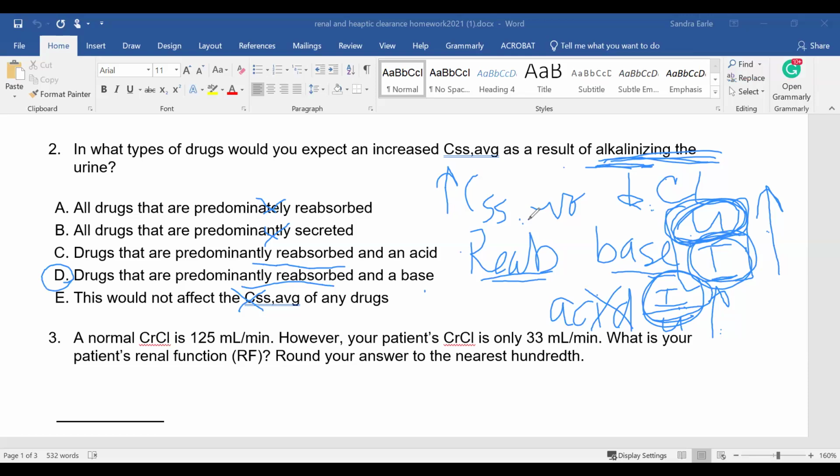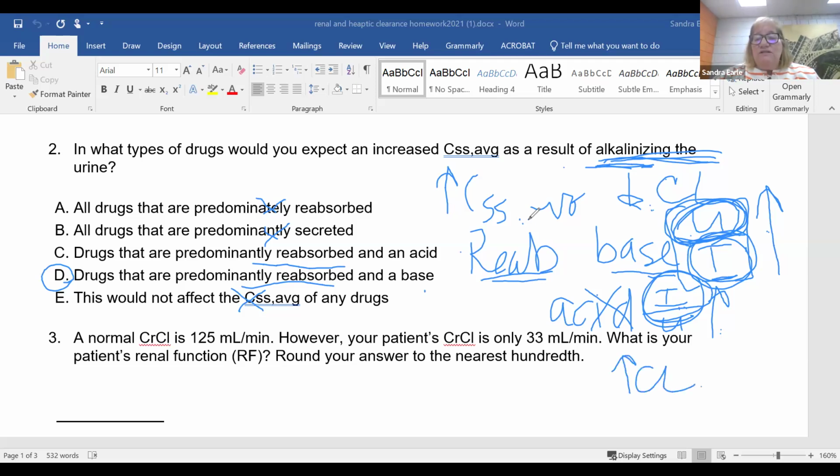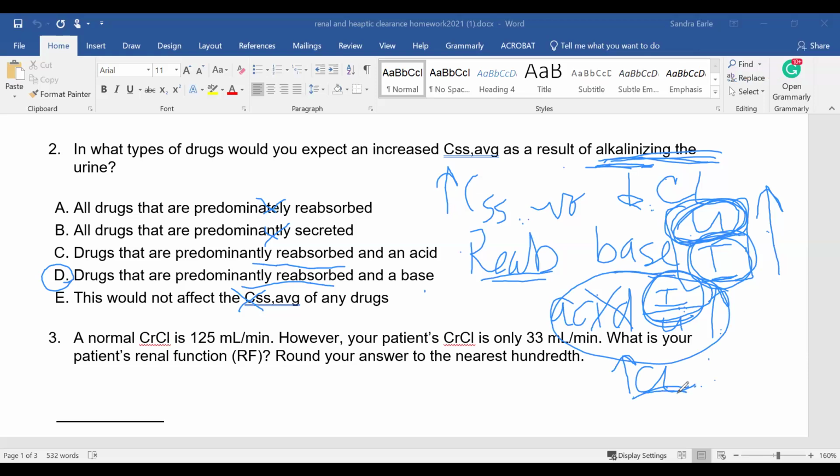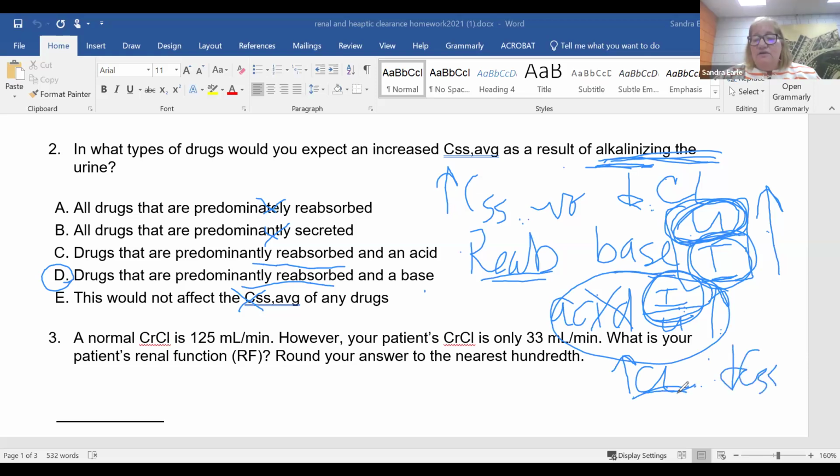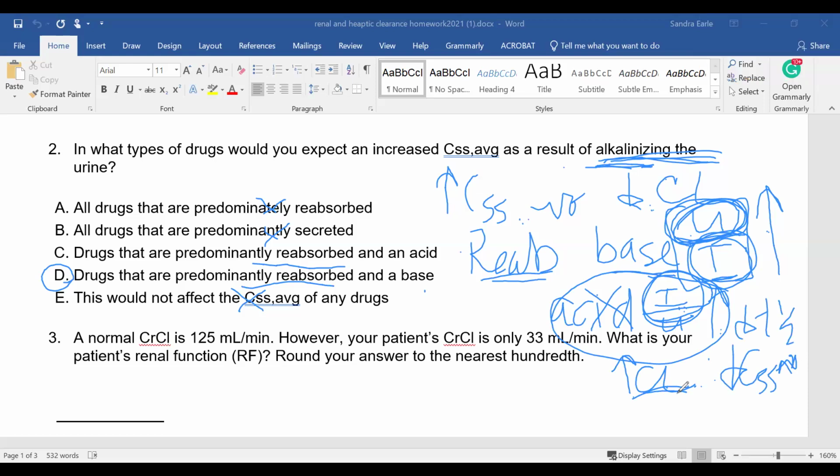Right. Okay, that makes sense. Yeah. It's going to stay in the nephron, and therefore your clearance is going to increase. If the acid's going to stay and increase clearance because it's staying in the nephron and being peed out, isn't it? Yep. Therefore, you're going to see a decrease in CSS average, and you'll see a decrease in half-life, right? If I asked you about half-life. Awesome. Thank you. Does that make sense? Yes, it does. Thank you.